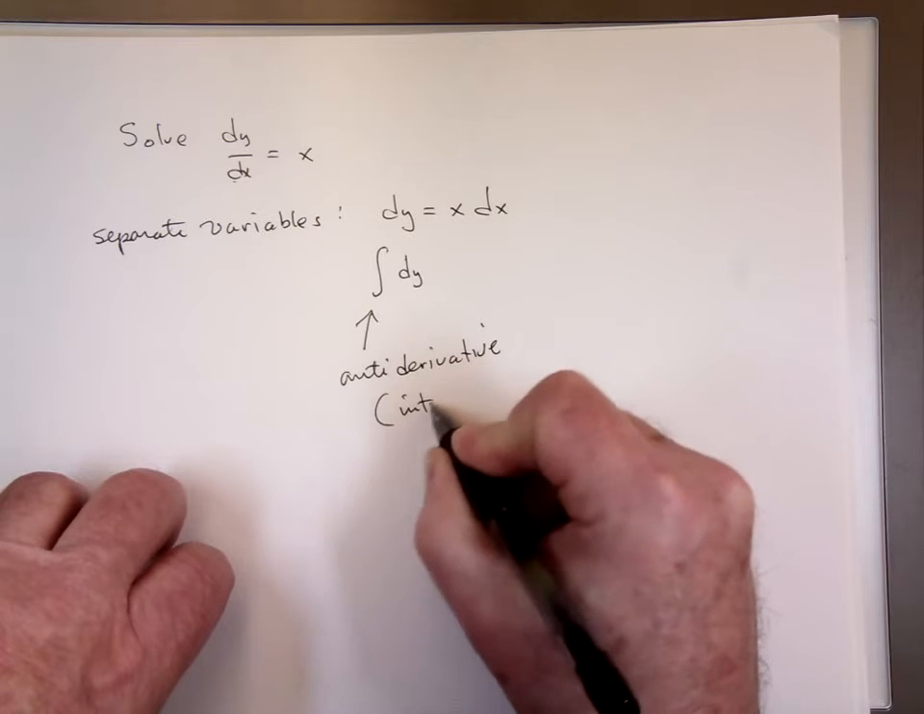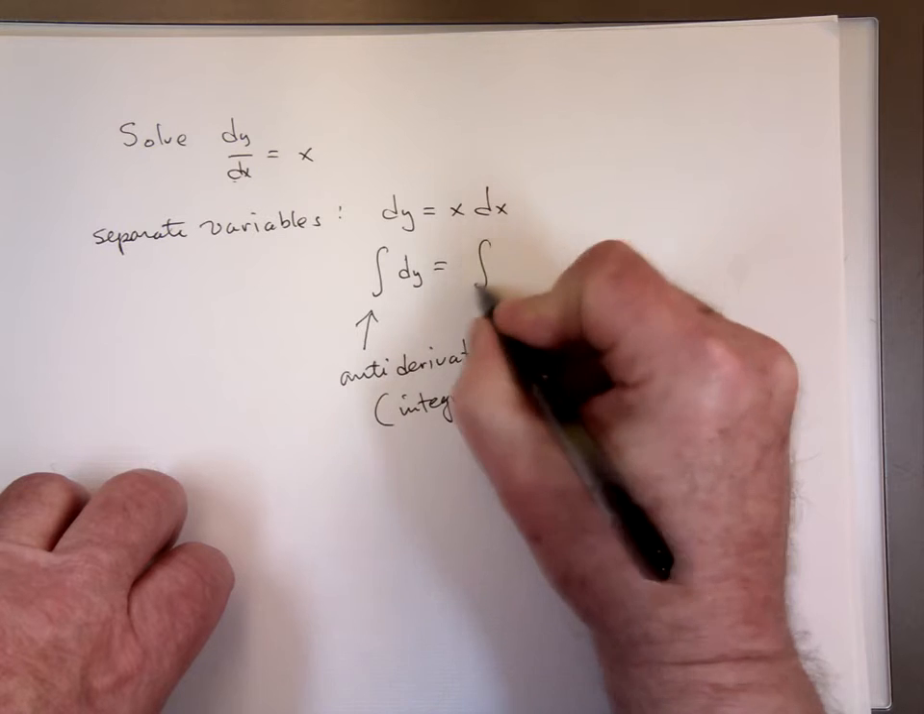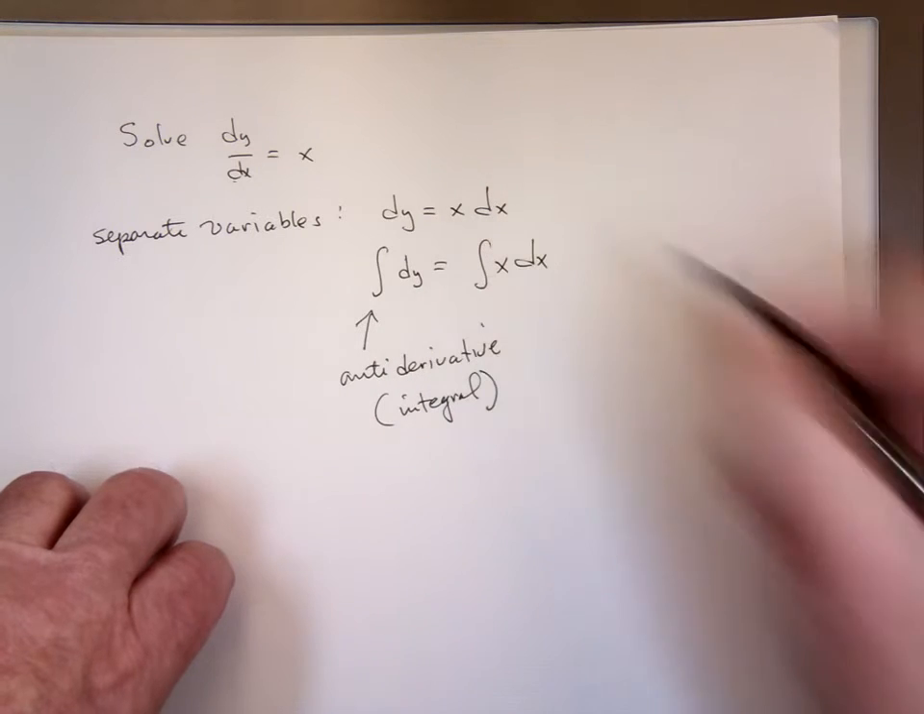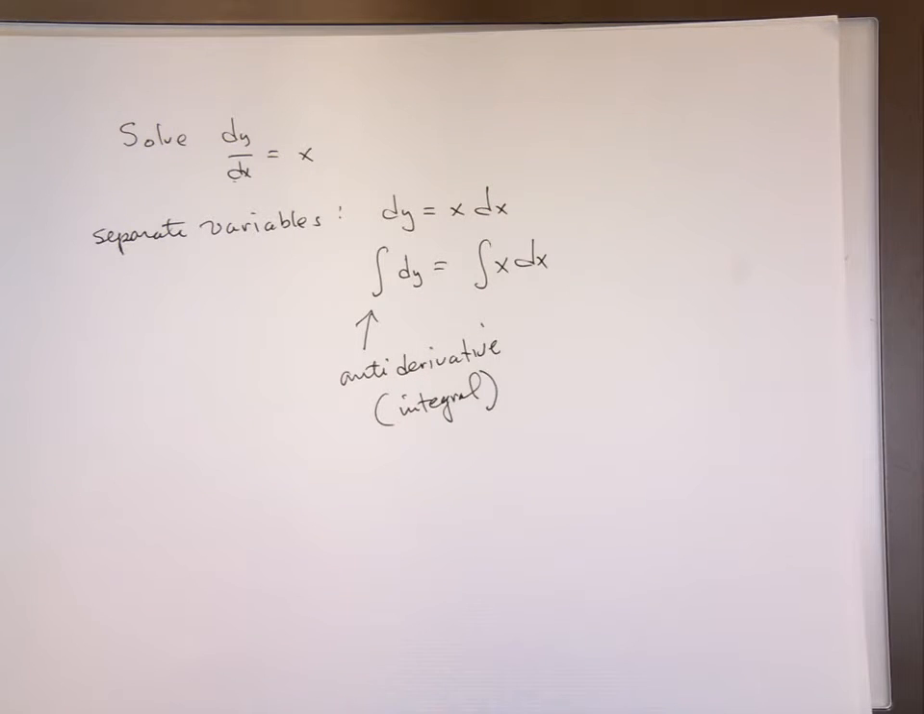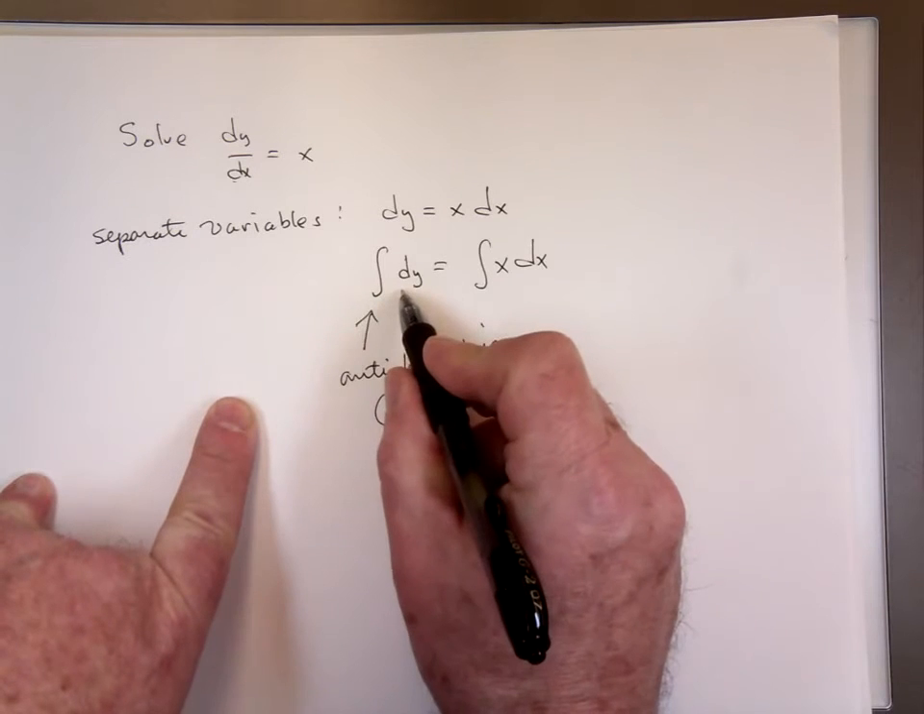It's later going to be called an integral. Okay? We're going to take this antiderivative of both sides. Think of it as the inverse operation to taking a derivative. Okay? What happens here when I do this, I end up with y back again, the function we're looking for.